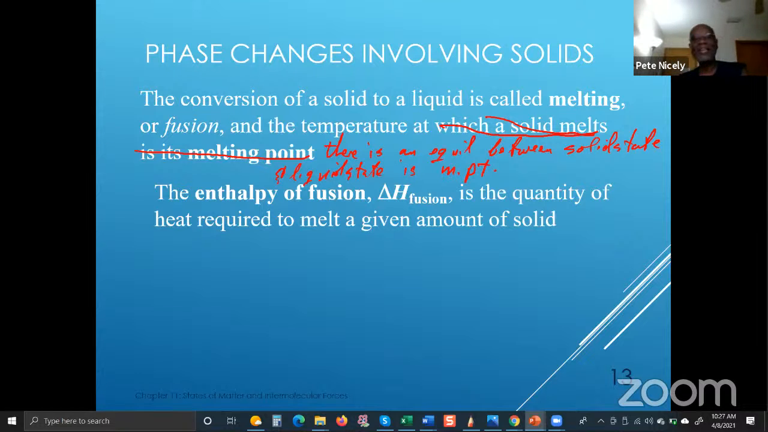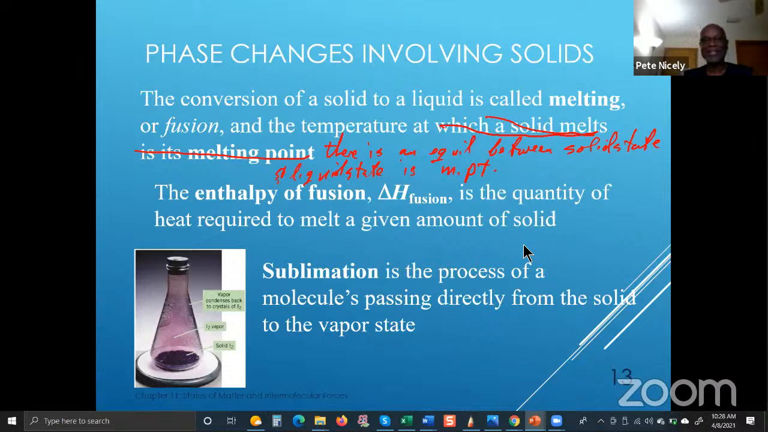Now, we can determine experimentally what is called the enthalpy of fusion, which is the amount of heat needed to melt 1 mole of a solid. Now, another phase change that solids will undergo is called sublimation. Sublimation is basically what happens when you have the solid state transitioning directly to the gaseous state without going through the liquid state, all right?